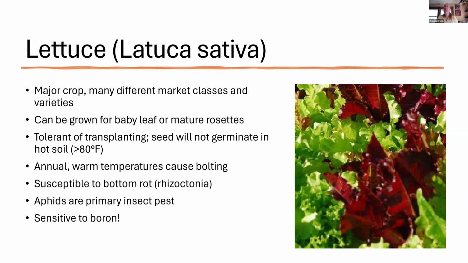Aphids are the primary insect pest in lettuce, and really there are not a lot of pest problems other than aphids. The other thing to note about lettuce is that it's a relatively light feeder. It makes a good follow-on crop, but it's sensitive to boron. So you don't necessarily want to plant lettuce right after some of these brassicas where you've applied excess boron. Too much boron will cause lettuce to be stunted and chlorotic looking.